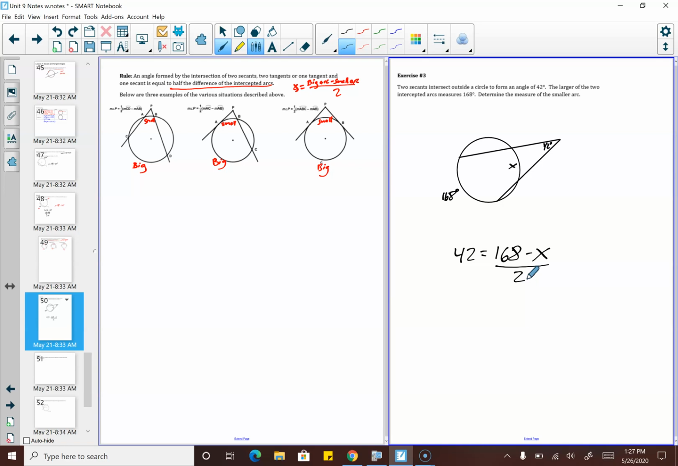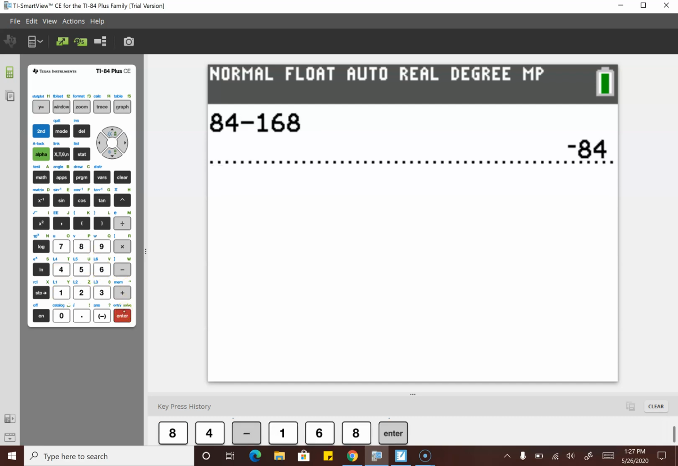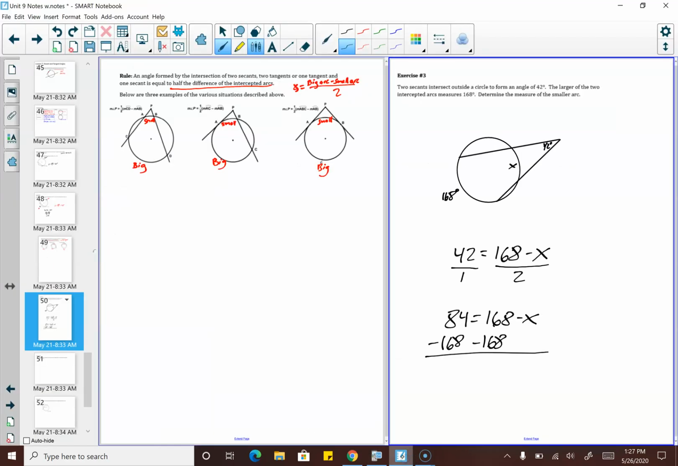Now, when you're searching for the angle, it's easy. You do the subtraction, you divide by 2, no problem. When you're searching for one of the arcs, though, you're going to end up putting the angle over 1, and you're going to cross multiply. So when you cross multiply, you get 84 equals 168 minus x. You'll subtract that 168 on both sides, and you get 84 minus 168 gives you negative 84. That was easy. There we go. So negative 84 equals negative x, we divide by negative 1, and x will give us a positive 84 degrees. All right, so it'll be 84 degrees for that smaller arc.